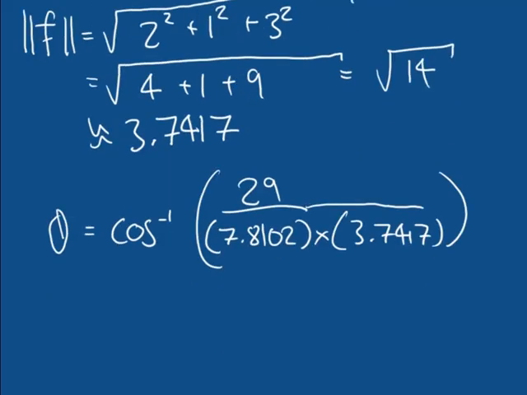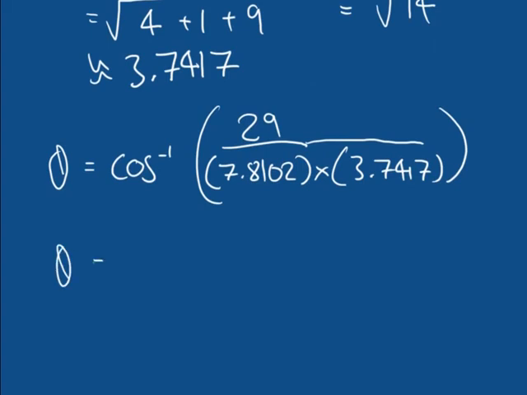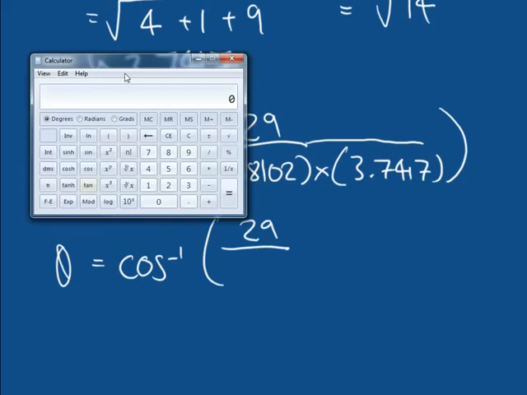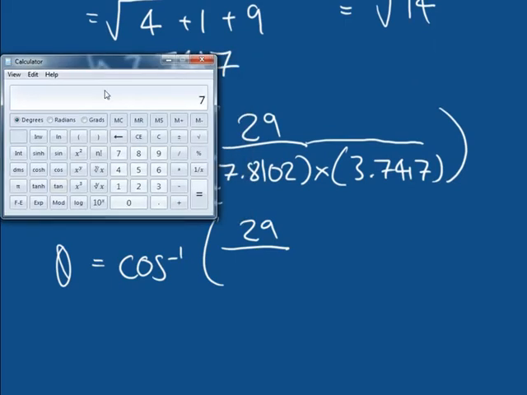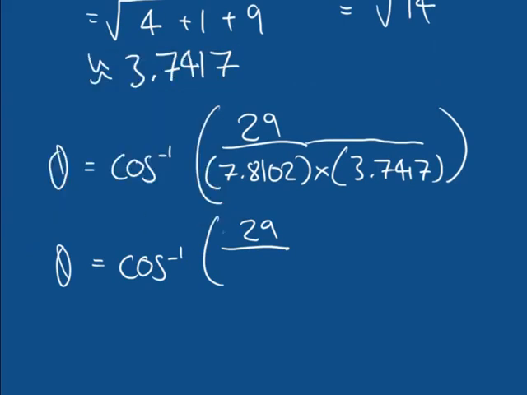So we can use a calculator to help us solve this. So that's equal to the inverse cosine of 29 divided by, let's bring our calculator up, 7.8102 multiplied by 3.7417, which is approximately 29.2234.